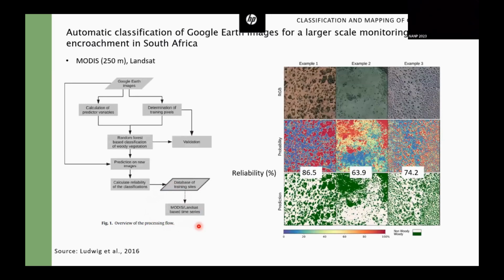So, this is the result of this paper, where you can see that the authors show that for 2 places, example 1 and example 2, the model could perform this classification with high reliability, but in example 2, in place 2, with a moderate reliability.